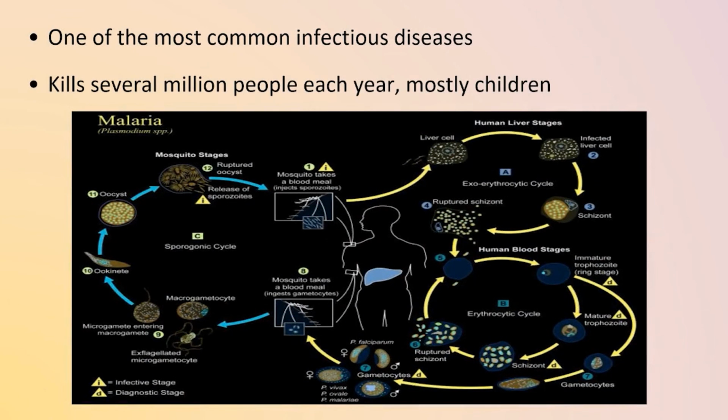Malaria is also a very serious disease. It kills several million people each year. Most of them are children. A vaccine for malaria is a possibility.